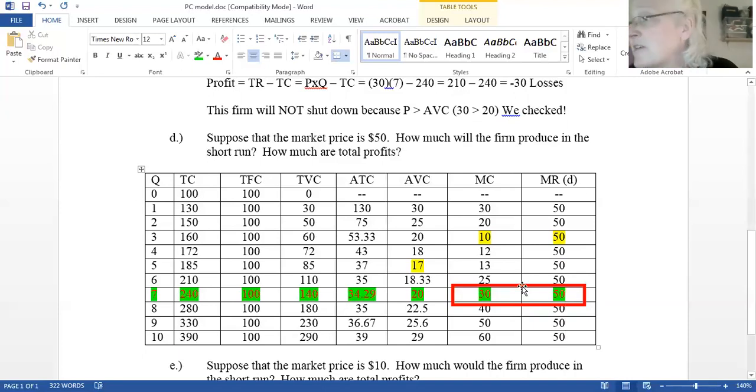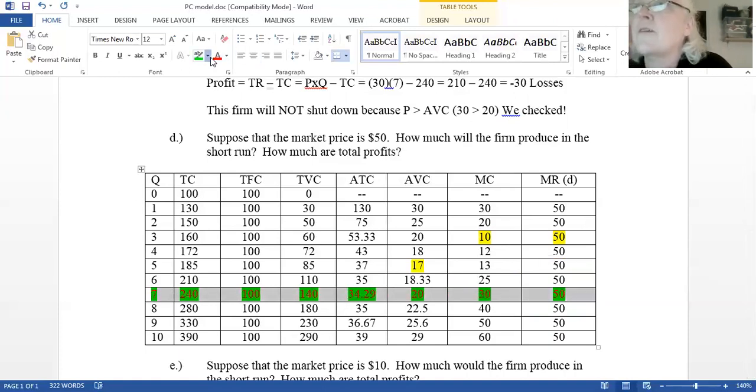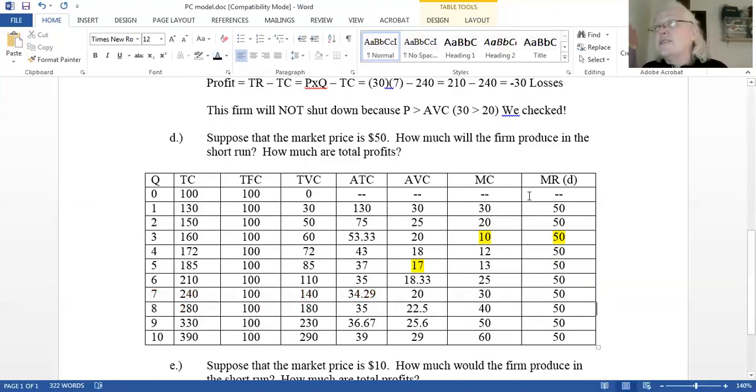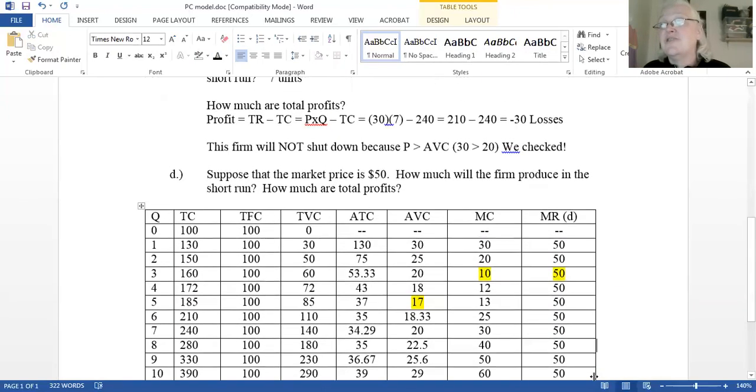All right, and I'm going to get rid of this guy. There we go. I'm going to undo this shading. And I'm going to do black. Oops, I need to highlight it. Hold on. Let's highlight these, and you're going to go black. Okay, there we go. So all I did was get rid of the old MR of 30, and now I'm changing it to 50 because that's what the question is asking.